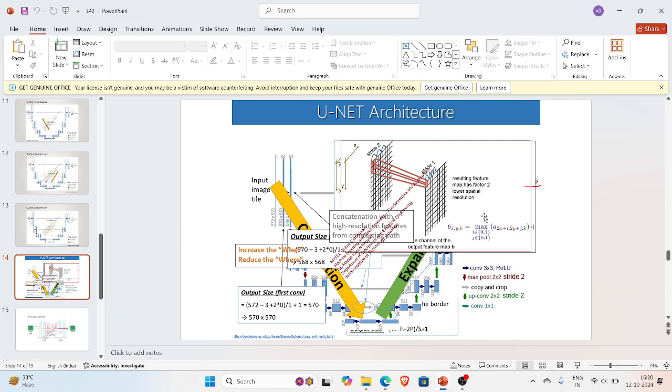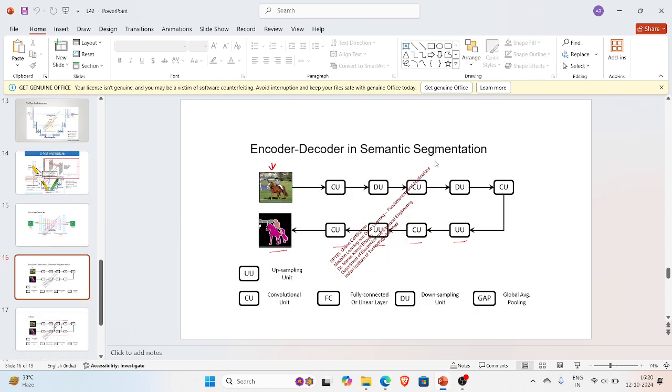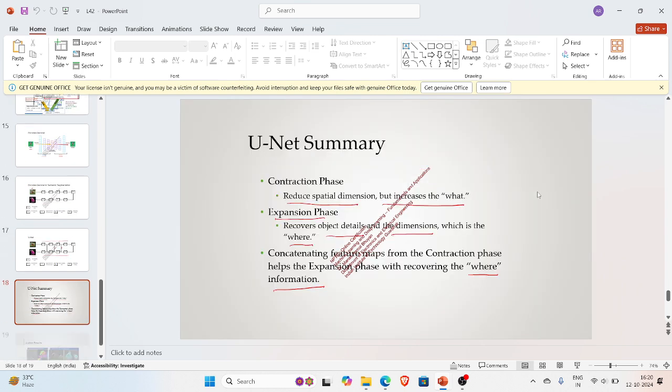So just some calculation here. From U-Net we get the encoder-decoder representation. After the encoder has finished its work, we get an encoded representation, and it is representing the segmentation operation.